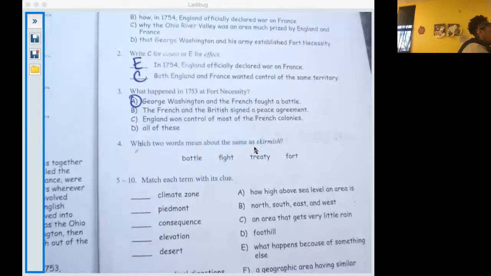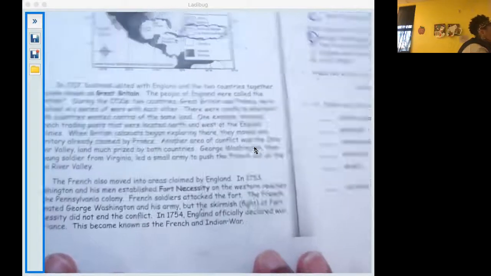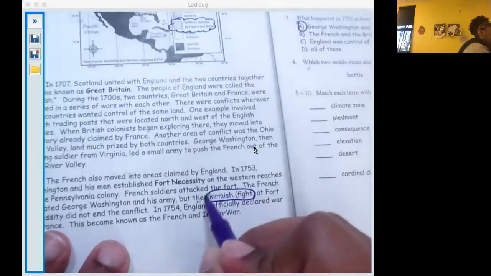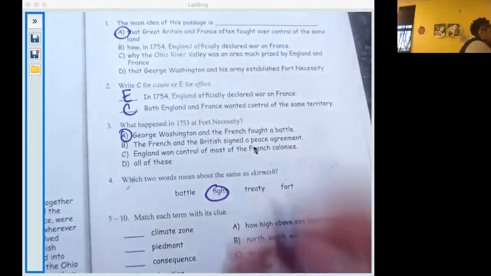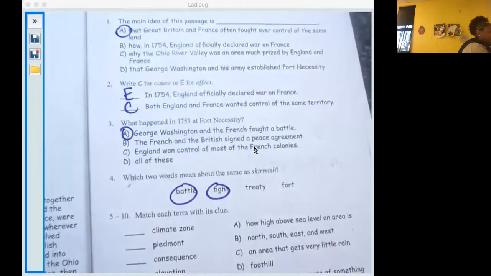Number four, which two words mean about the same as skirmish? So if you go back to the text, they already give us one synonym for skirmish. They said that it means fight. So a word that means something similar to fight here would also be battle. So battle and fight mean about the same as skirmish.